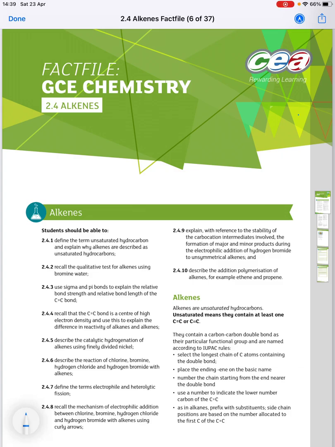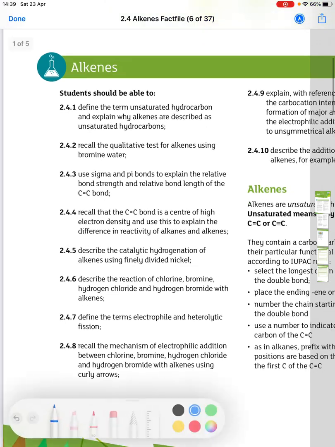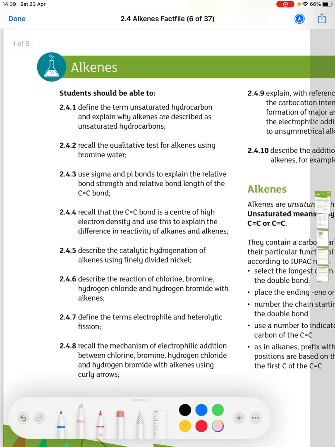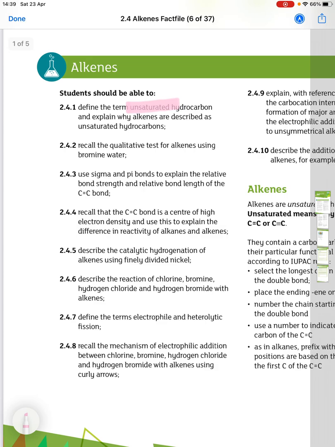This is the fact file for 2.4 alkenes. So in this topic, you need to be able to define the term unsaturated hydrocarbon and explain why alkenes are described as unsaturated. Recall the qualitative test for alkenes using bromine water. Use sigma and pi bonds to explain the relative bond strength and relative bond length of the carbon-carbon double bond.